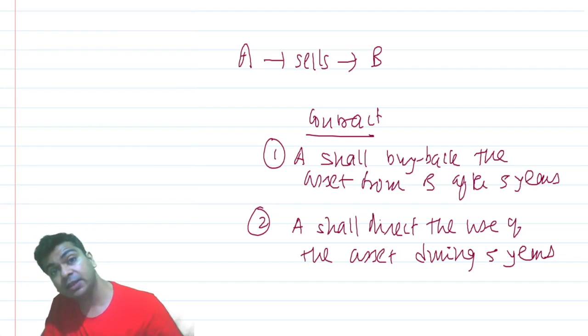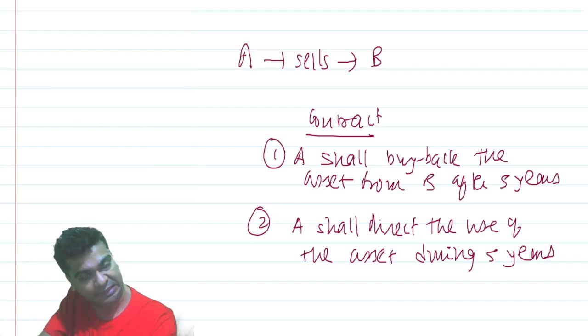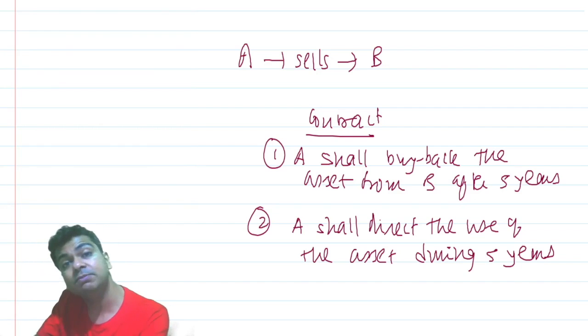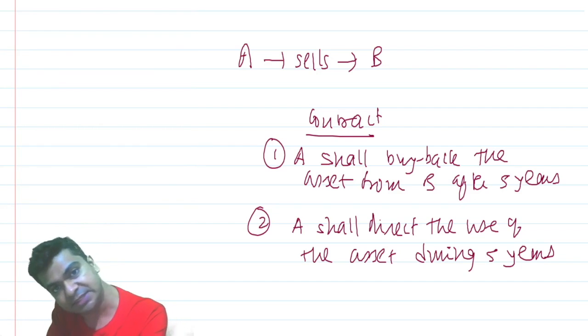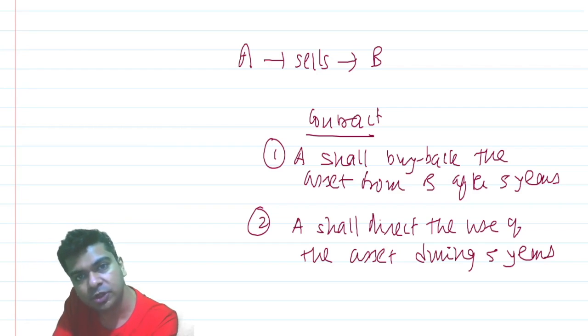A is also saying that, see, during these 5 years, you will lease the asset back to me, and it is me who will direct the use of the asset. Ask yourself, who is enjoying the benefits of ownership? Is it A or B?